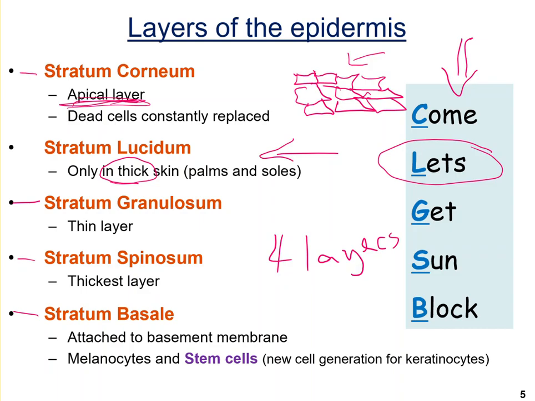The stratum basale, which would be the bottommost layer, is going to be the one that attaches to the basement membrane. So it attaches to that underlying connective tissue. And it's going to be composed mainly of two types of cells, melanocytes and stem cells. Stem cells are cells that will then grow into new cells like keratinocytes. And melanocytes are those cells that make melanin, because remember, the melanin needs to be made in order to protect your keratinocytes from UV damage.